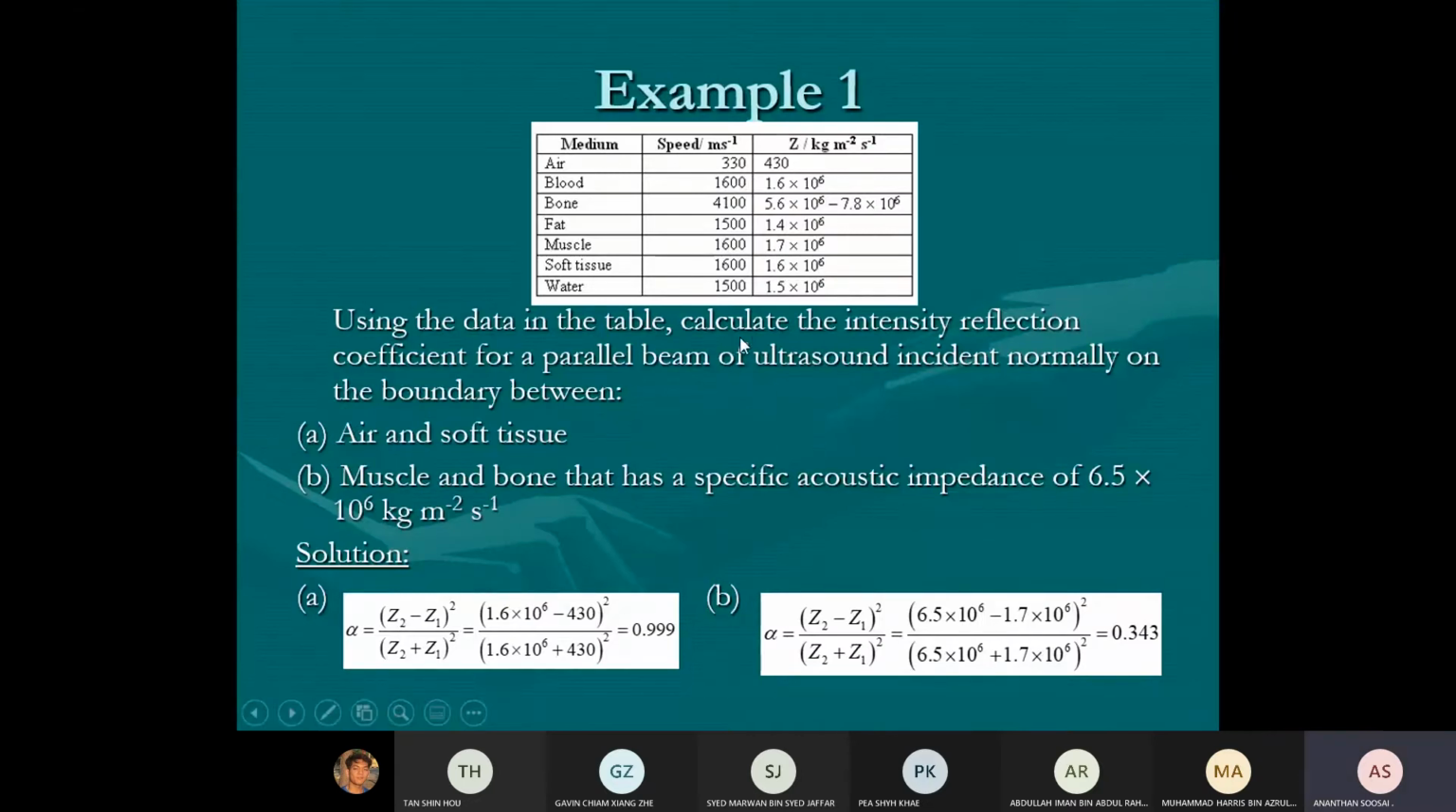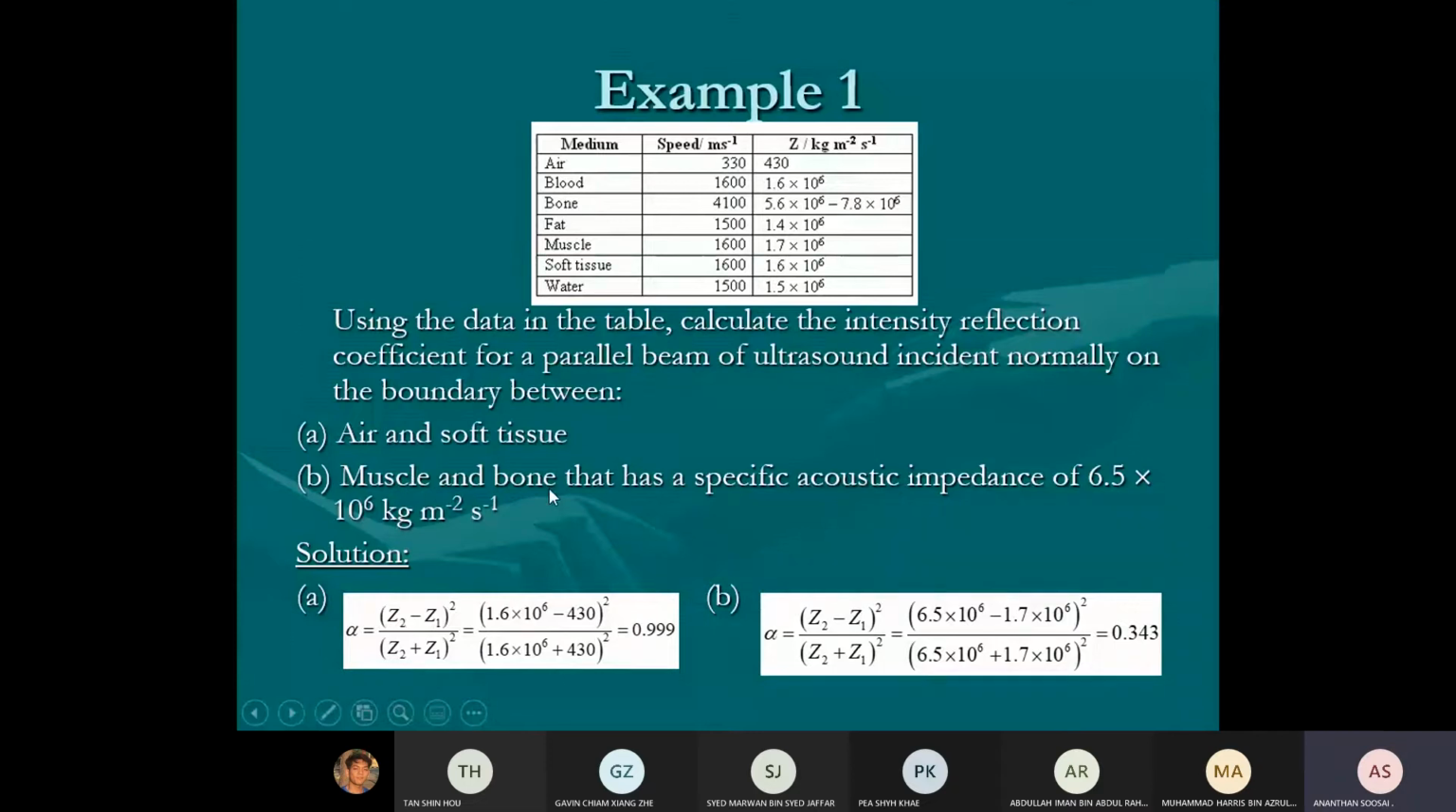Okay, so one example. Find the alpha of air and soft tissue. Air, you see up here, is 430. So you put it in and find the alpha. Alpha is found to be 0.9999. What does that mean? 99.9% of the incident intensity is going to be reflected.